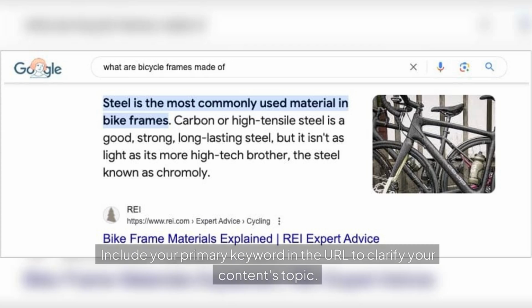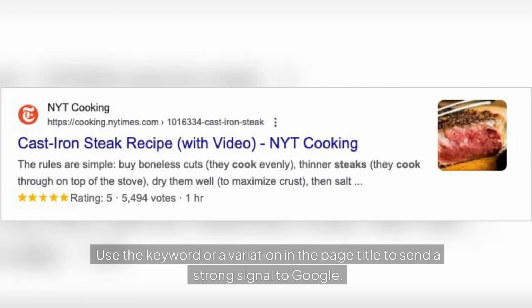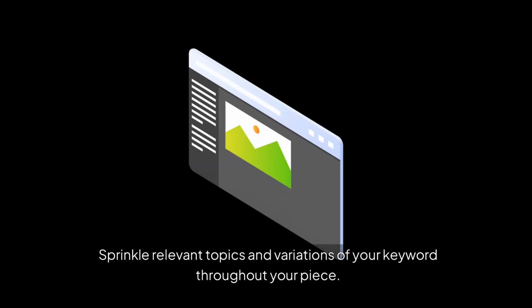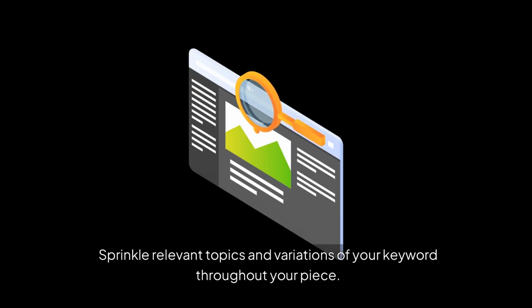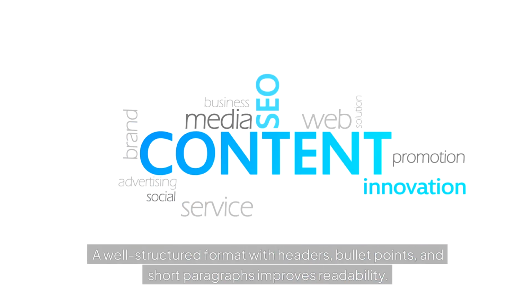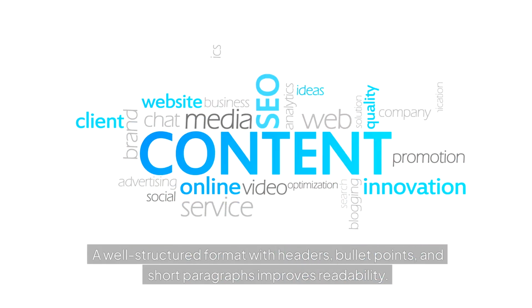Include your primary keyword in the URL to clarify your content's topic. Use the keyword or a variation in the page title to send a strong signal to Google. Sprinkle relevant topics and variations of your keyword throughout your piece. A well-structured format with headers, bullet points, and short paragraphs improves readability.